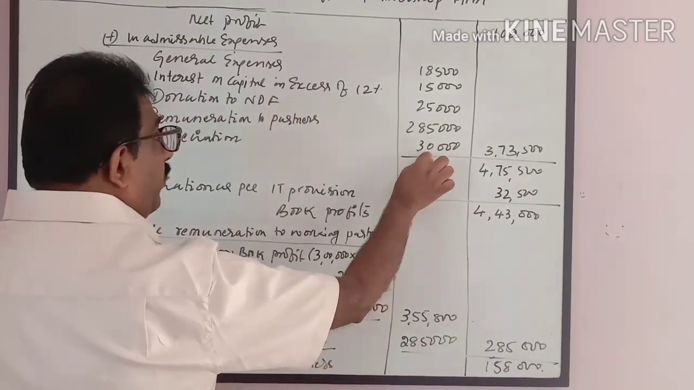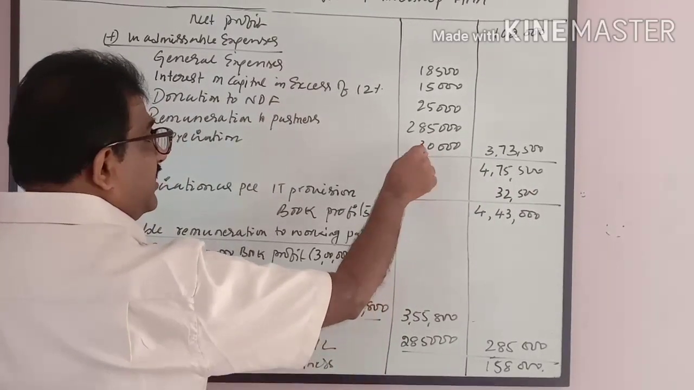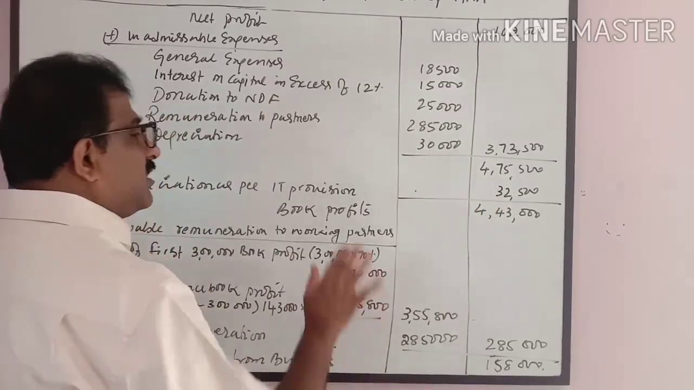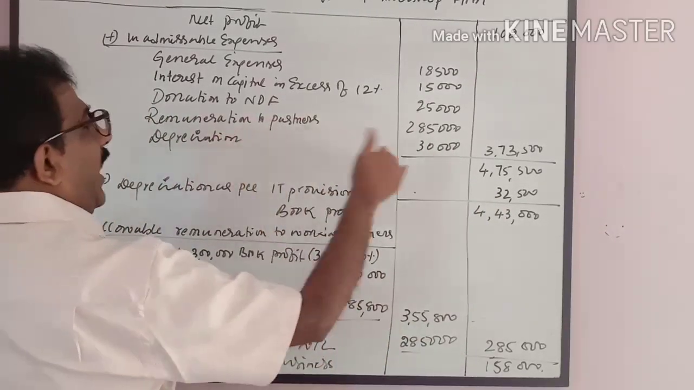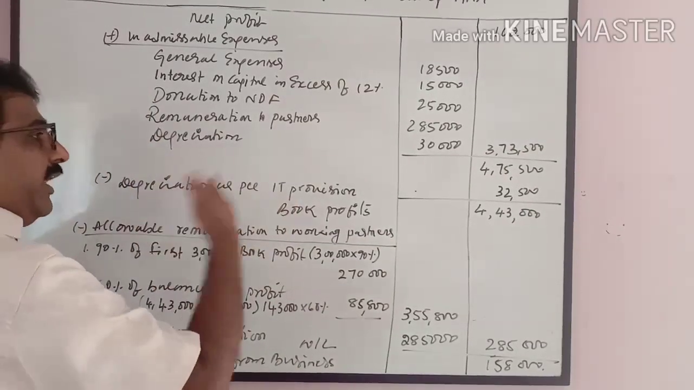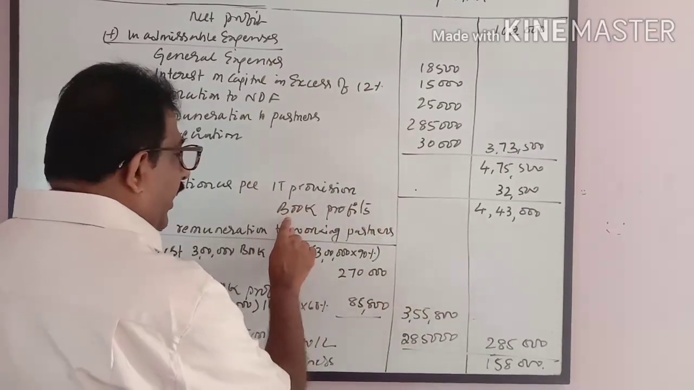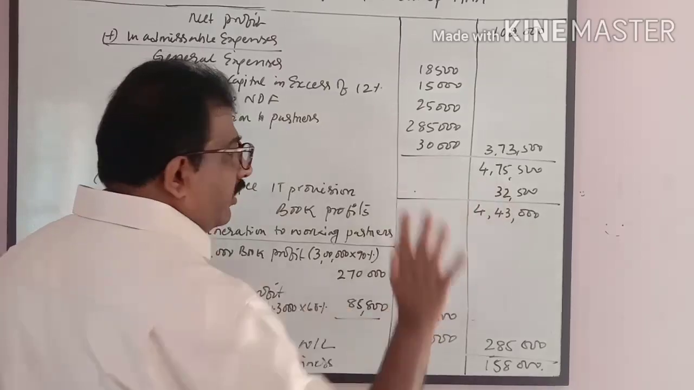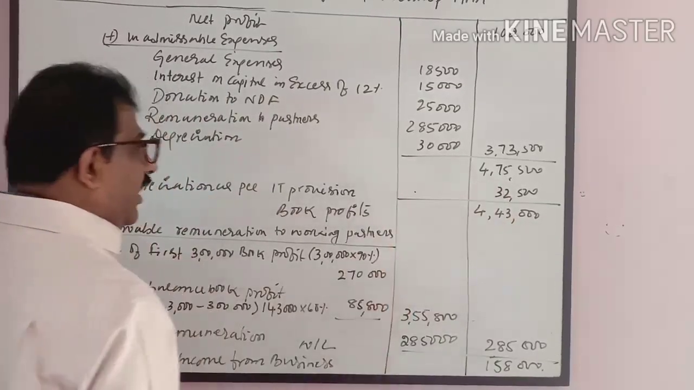I added back whatever is charged by the business. The business has charged 2,500 less, whatever it is. First you add back depreciation charged by the partnership firm and then deduct as per IT provision. We get book profit 4,43,000. This is very easy to calculate.